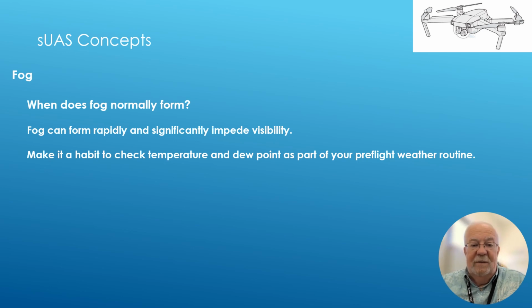Fog can form very rapidly and can definitely impede visibility. If you've been driving early morning or in the evening, you can see it. So we need to make a habit of checking the temperature and dew point as part of our pre-flight weather routine. On the weather reports, whether written or heard on the AWOS transmissions, it'll be temperature and then dew point. When they come together, it's very likely that we're going to have some kind of fog. And if we know that they're close together, we know there may be fog.